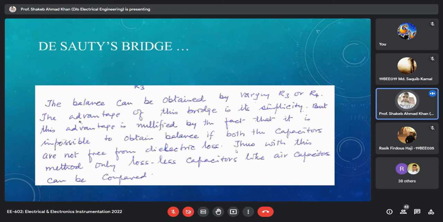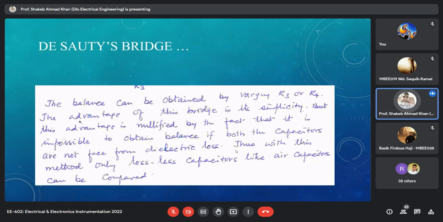The advantage of this bridge is its simplicity, but this advantage is nullified by the fact that it is impossible to obtain balance if both the capacitors are not free from dielectric loss. If they are lossless, only then can you balance this bridge. Thus with this method, only lossless capacitors like air capacitors can be compared. So this is the disadvantage, the limitation of De Sauty's bridge.